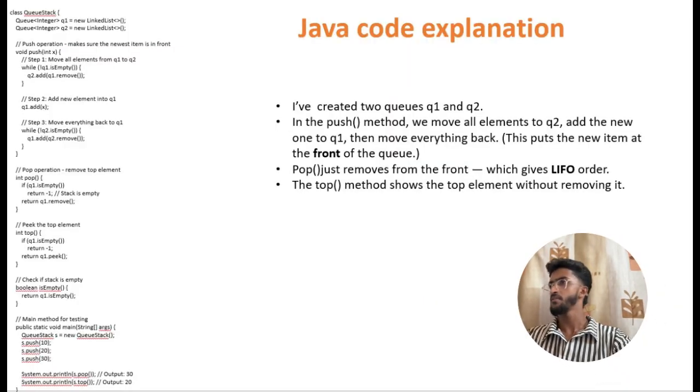And then this is the Java code explanation. As you can see, this is the Java code, and I have created two queues as Q1 and Q2. In the push method, we move all the elements to Q2 and add the new one to Q1, and then move everything back. In the pop method, we just remove from the front, which gives the LIFO order, right? And the top method shows the top element without removing it.